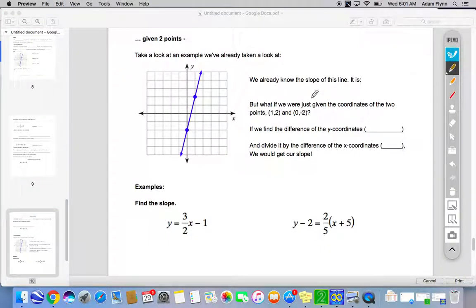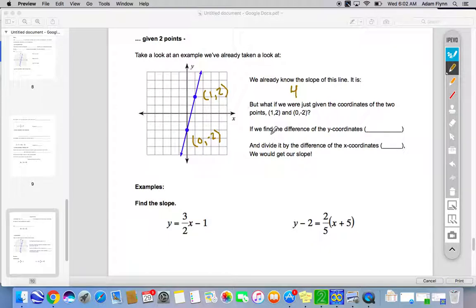Okay, so we're going to take a look at an example we've already seen before. So we already know that our slope for this line is 4. Okay, and we did that up above when we were given a graph. Okay, but what if we were just given the coordinates of the 2 points? So let's say we were given this one, which is 1, 2, and this point, which is 0, negative 2. Okay?